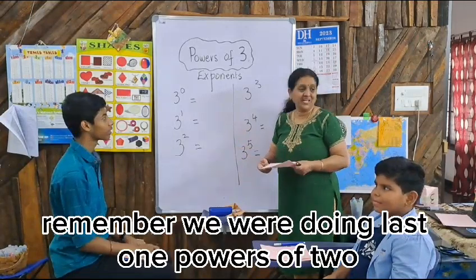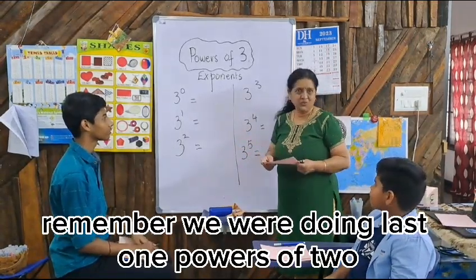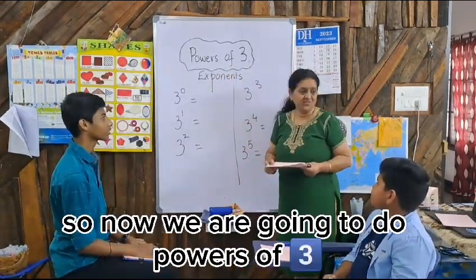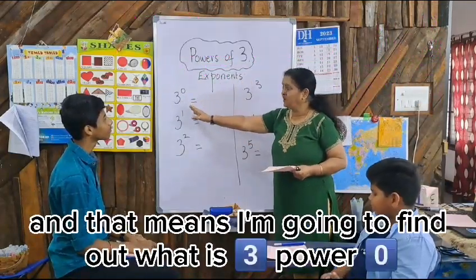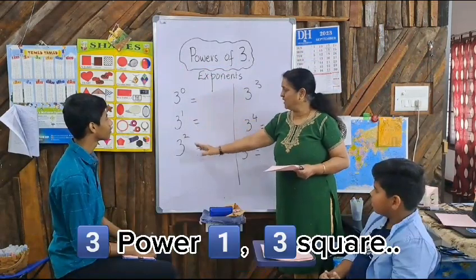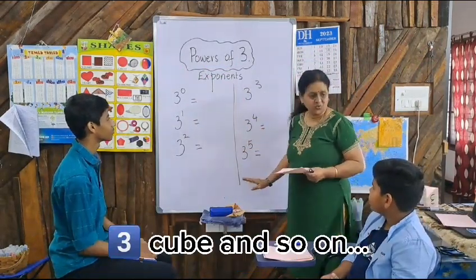You remember we were doing the last one, powers of 2. So now we are going to do powers of 3. That means exponents. I am going to find out what is 3 power 0, 3 power 1, 3 square, 3 cube and so on.